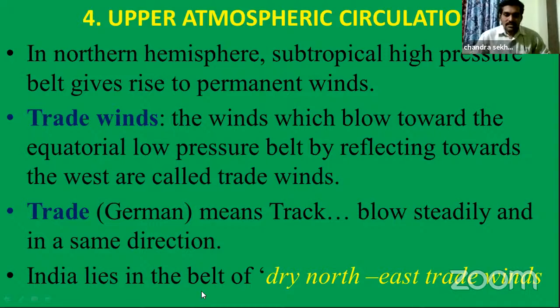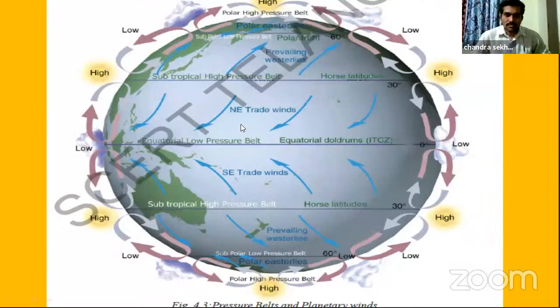India lies in the belt of dry northeast trade winds. Here you can observe NE, which means northeast trade winds. India lies in the northern hemisphere, very near to the equator. That's why India lies in the area of northeast trade winds. These are dry winds, coming from the subtropical high pressure belt towards the equatorial low pressure belt.